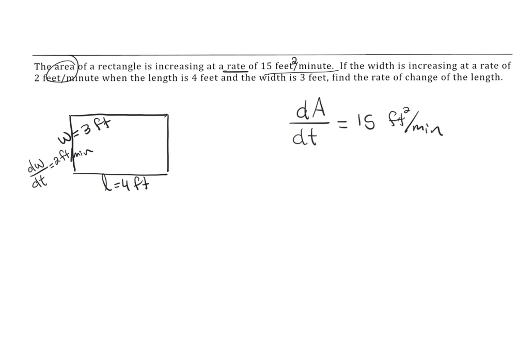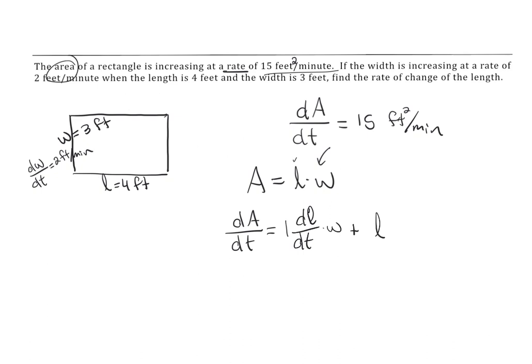Okay, so area of a rectangle, my formula is just area equals length times width. So when I differentiate that formula, I will have dA/dt. Okay, this is the product rule. So the derivative of my length would be 1 dL/dt, and then the derivative of the first times the second plus the first times the derivative of the second would be 1 dW/dt.